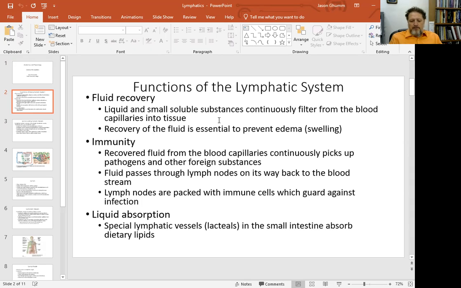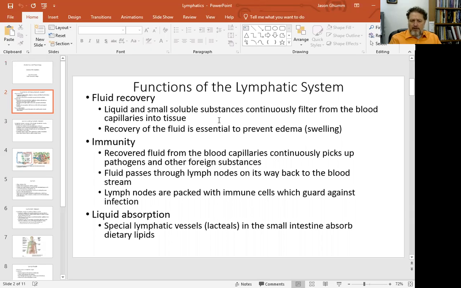So the liquid and anything dissolved in it gets into the tissues. Now, without any way to drain this, that fluid would sit in your tissues and build up, and we call that edema, the swelling. So the lymph system removes that fluid so we don't have fluid building up.